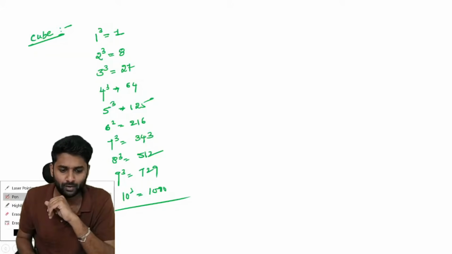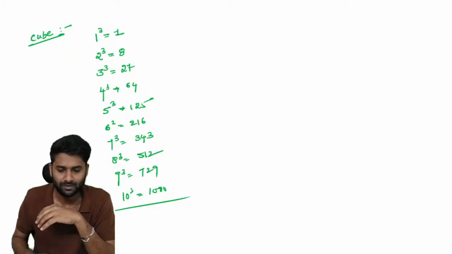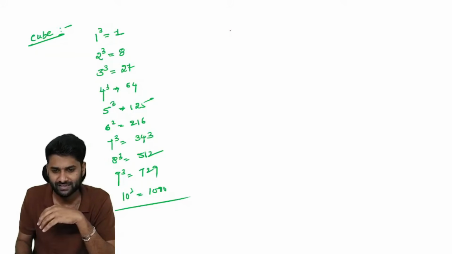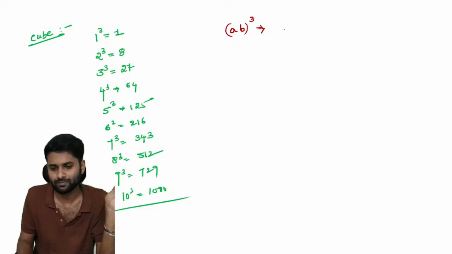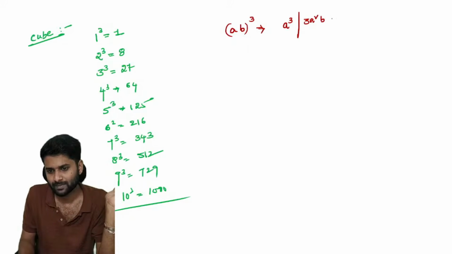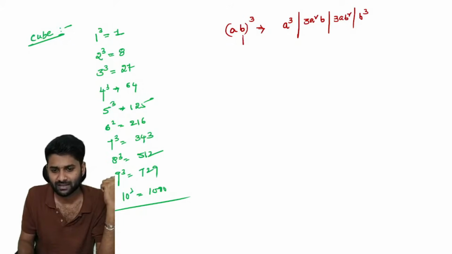Now, how are we going to identify the remaining cube numbers? Let's check with this question. So understand this pattern in the form of (AB) cube: A cube, 3A square B, 3AB square, and B cube. Guys, remember that here B is a single digit and A is also a single digit.